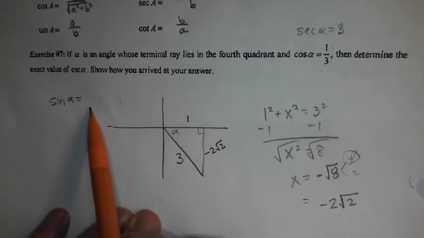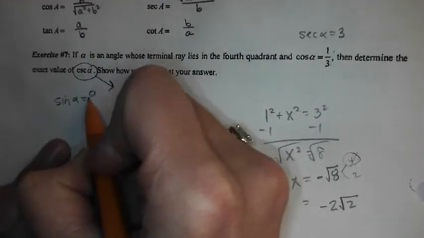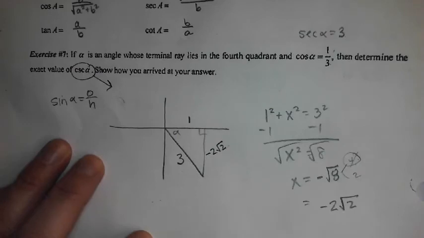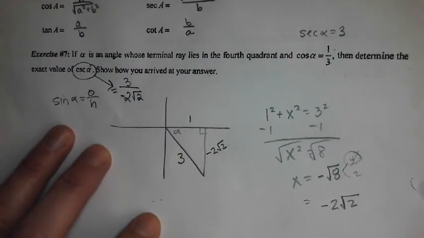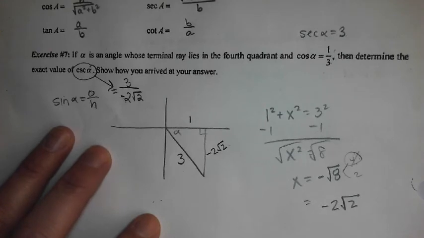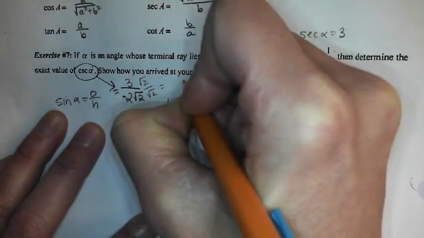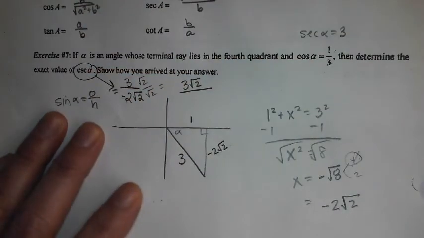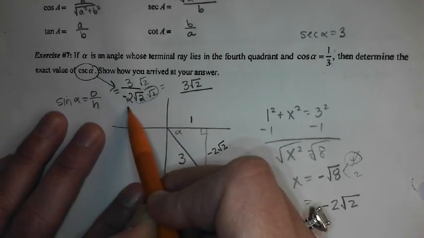So now the sine is opposite over hypotenuse, which means the cosecant is hypotenuse over opposite, right? The hypotenuse is 3 over the opposite, which is negative 2 root 2. Can we leave it like that? No. What do we have to multiply by to rationalize this? Root 2 over root 2. So we get 3 root 2 over what? Negative 4. Right? Because root 2 times root 2 is 2, times the 2 that's already there is negative 4.